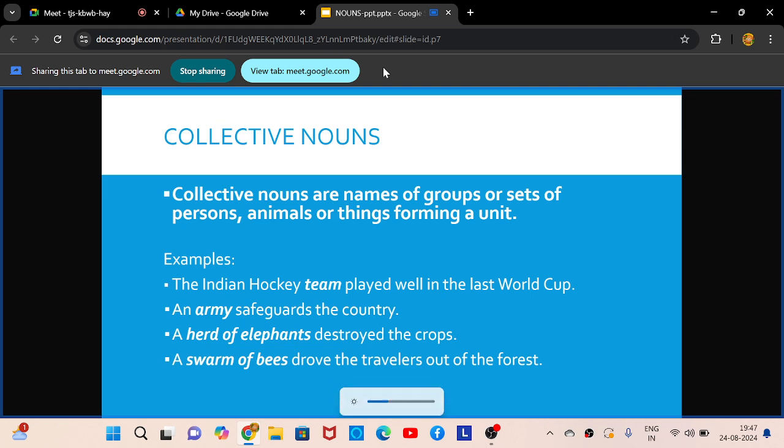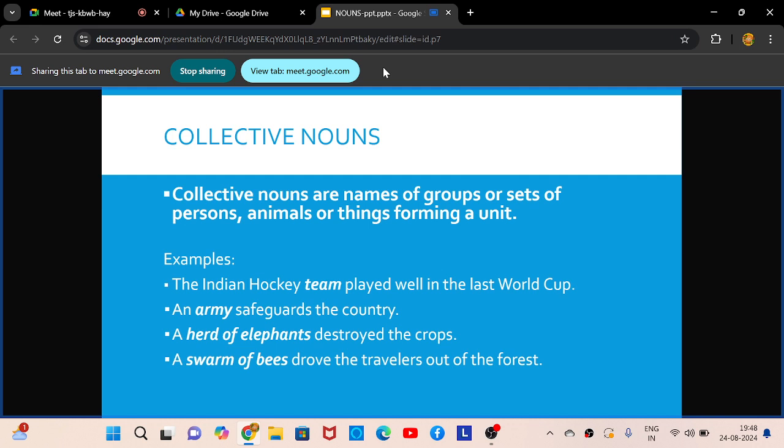Very good. Thank you. So here you can see the Indian hockey team played well in the last World Cup. I have highlighted the word team here. Team is a collective noun because team is a group of players. A group of players in any sport. In any sport, a group of players is called a team.